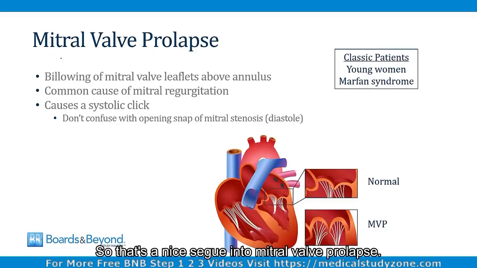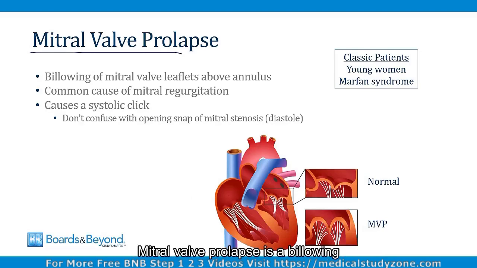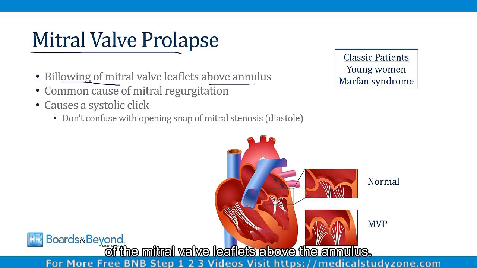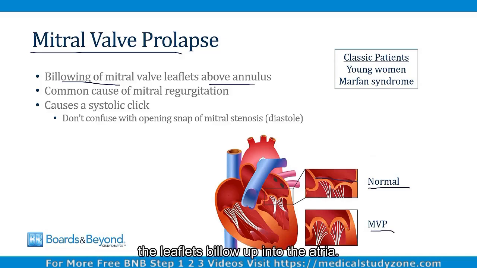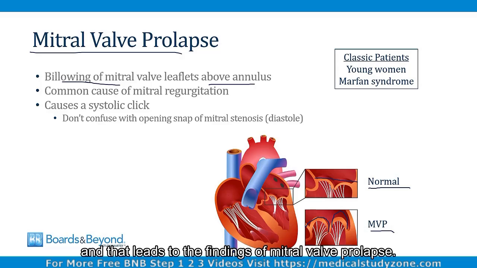So that's a nice segue into mitral valve prolapse. Mitral valve prolapse is a billowing of the mitral valve leaflets above the annulus. Let's look at this drawing I have on the screen here. At the top is an example of a normal mitral valve, and you can see that the leaflets come together and are relatively flat. In a patient with mitral valve prolapse, the leaflets billow up into the atria. Basically, the leaflets have become stretched, and that leads to the findings of mitral valve prolapse.